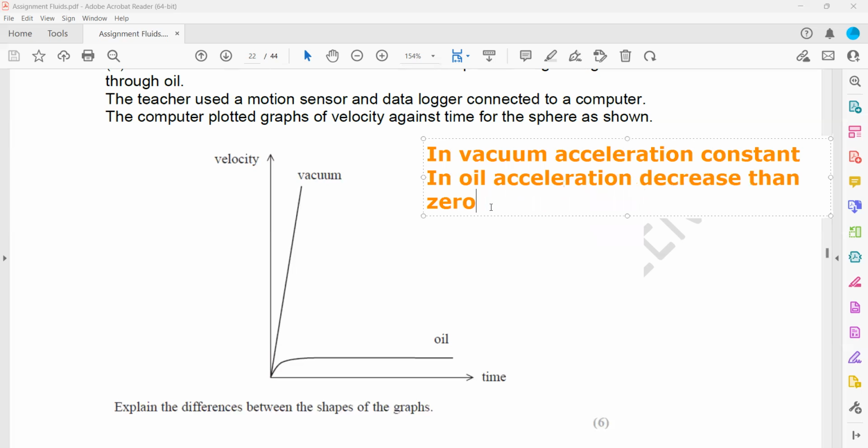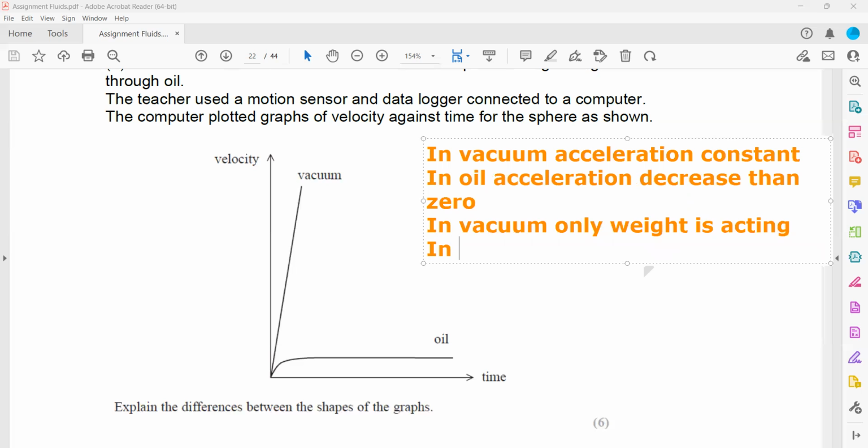The next one, in vacuum, only weight is acting. But in oil, the two forces which are acting are the drag force and the upthrust. So these are like 4 points, 4 marks.